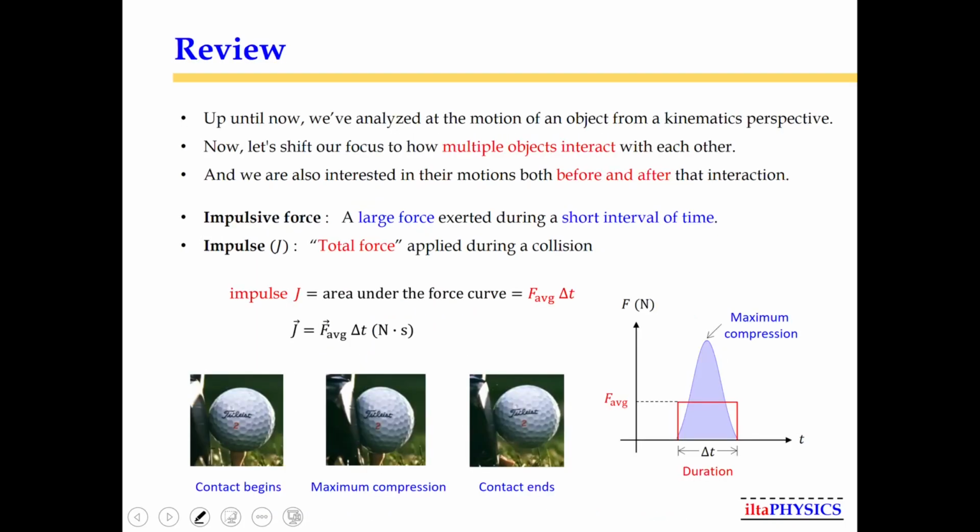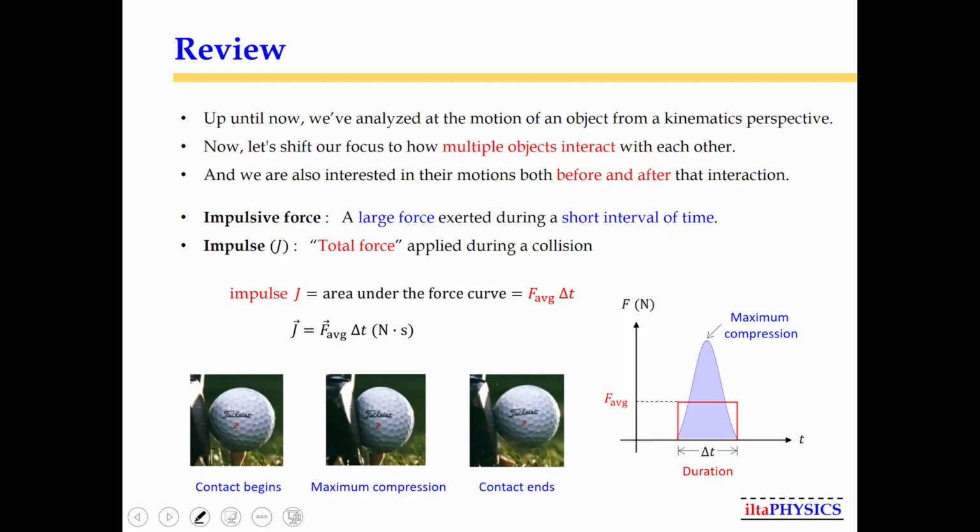Starting from our last lesson, our physical perspective has shifted. Previously, we analyzed the motion of objects from a kinematic perspective focusing on individual bodies. Now, we're moving on to interpreting how multiple objects behave when they interact with one another. Specifically, we want to describe the state of motion before and after an interaction. For example, before and after a collision.